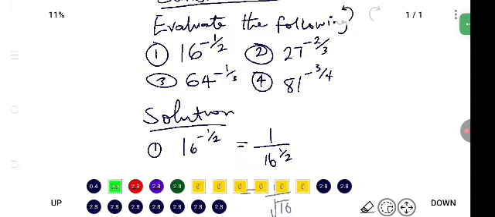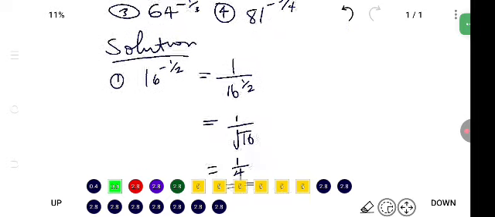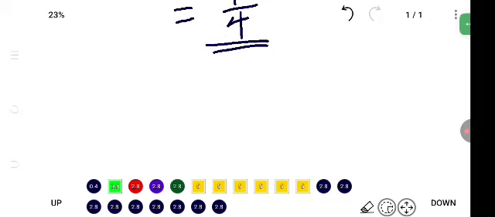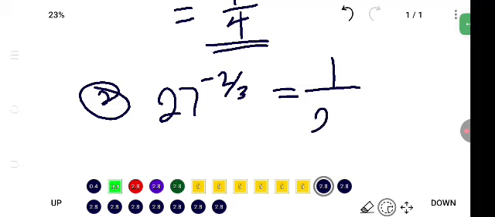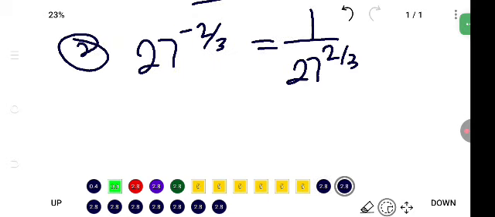Then the second question, number 2, 27 raised to power minus 2 over 3. The same way, first take the reciprocal of 27 because it's a negative index. That gives us 1 over 27. Then raise it to corresponding positive index, 2 over 3. Then we solve further by now applying the fraction index.